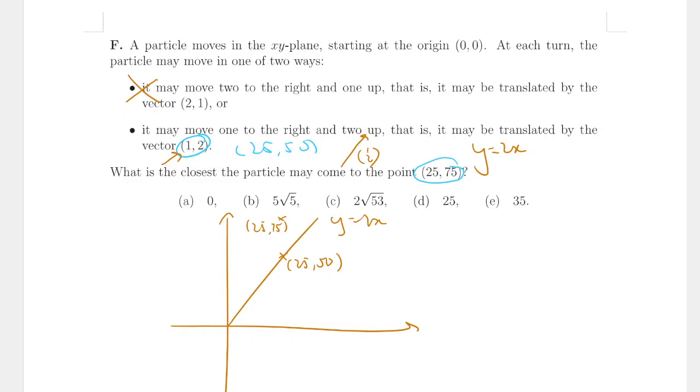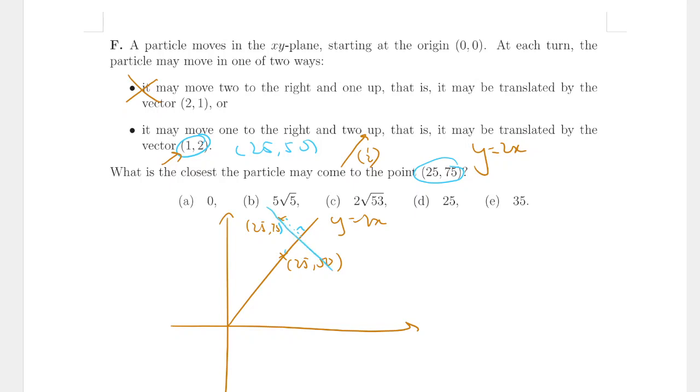Warning, this is not the shortest distance. Where's the shortest distance? The shortest distance is when you're perpendicular to y = 2x. Let me erase this blue one. So it's when you're perpendicular, which is this side. Good, so how do I get that point there? Well, you just figure out the equation of the other line.